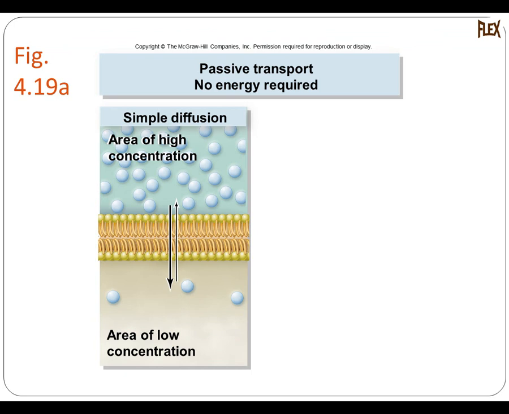Far left, we have a particle, the blue particle, just diffusing across the membrane. What type of transport? Passive transport. No carrier, so this is simple diffusion. What type of molecule might simply diffuse across your cell membranes?